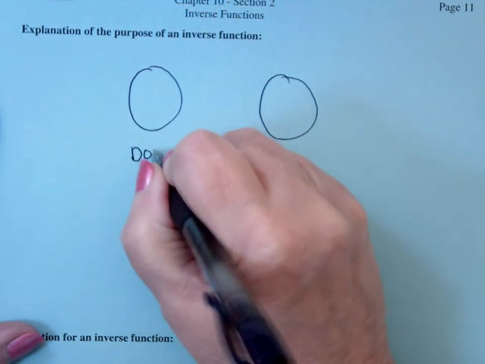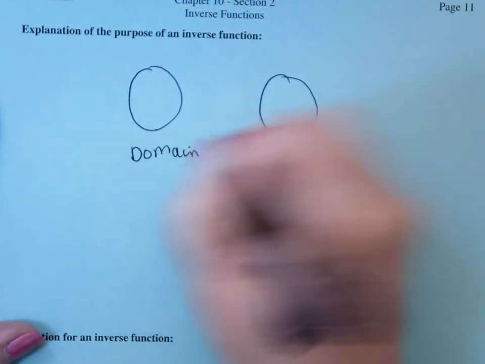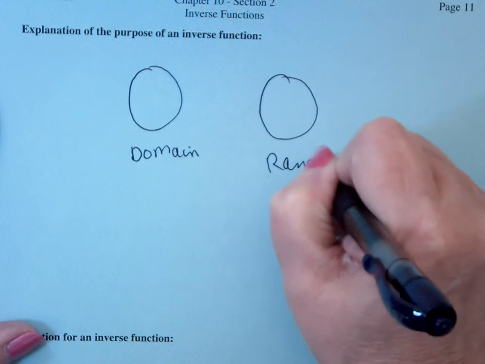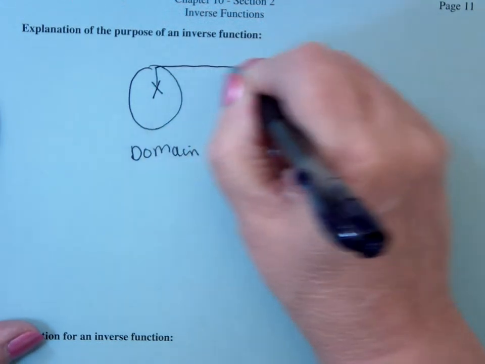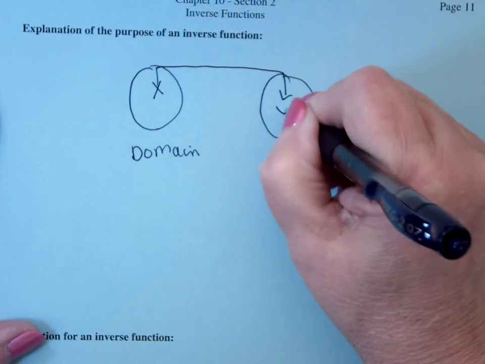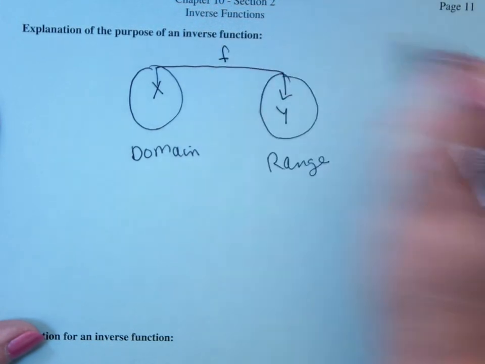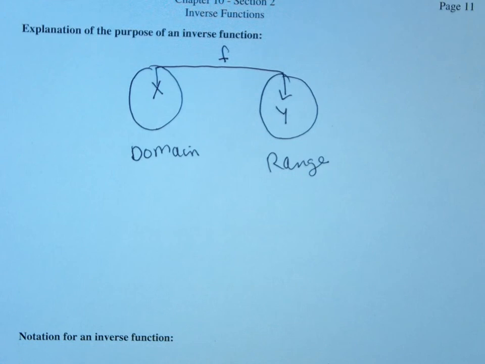Well, if I take a look at how a function operates, we have the domain and we have the range. A function takes x values in the domain to y values in the range. So that's what it does. It picks up x's in the domain and takes them to y's in the range. We say x goes to y. Put in x, get out y. That's your function.